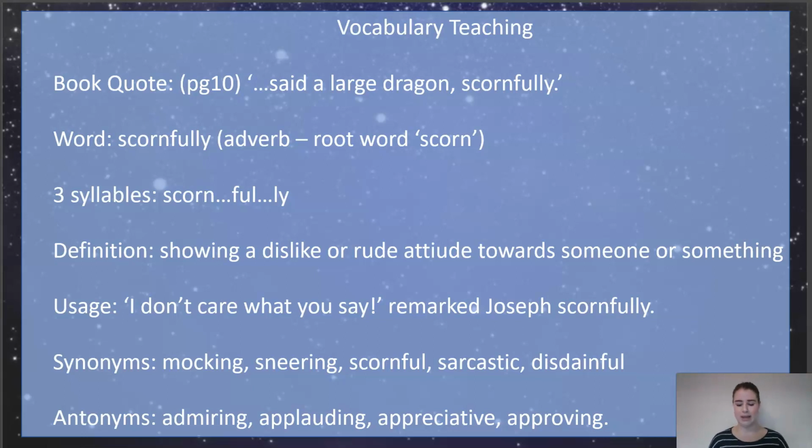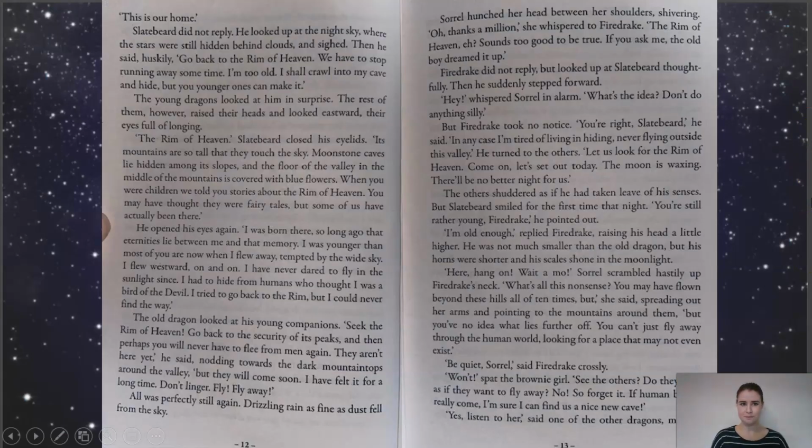We're going to read on the next 2 pages and have a look at some more vocabulary work, and I'm going to explain your task for today. So let's start at the top of page 12.